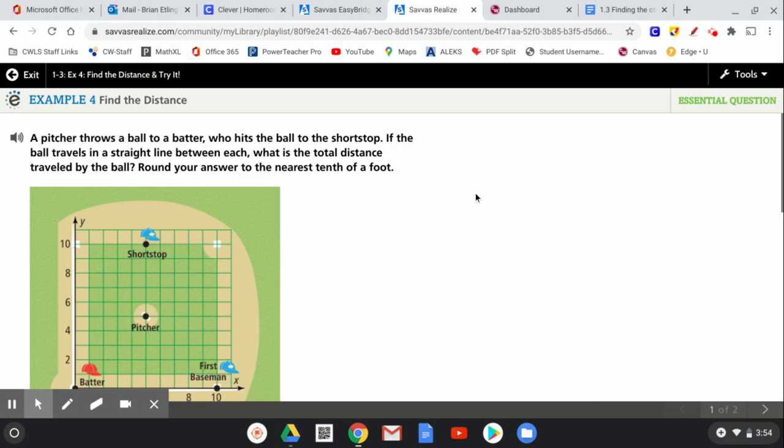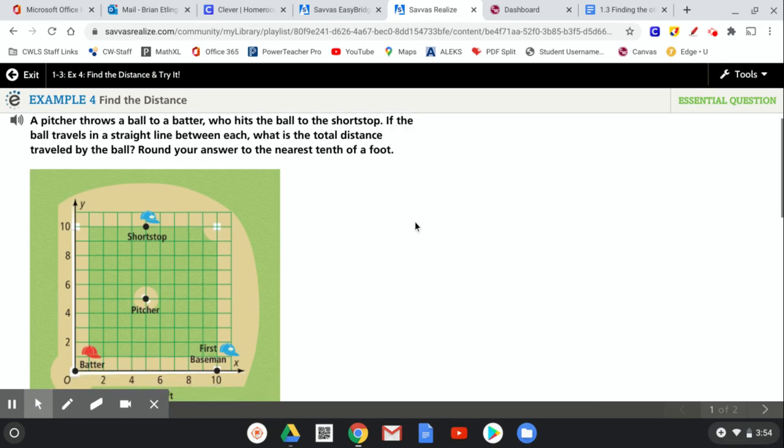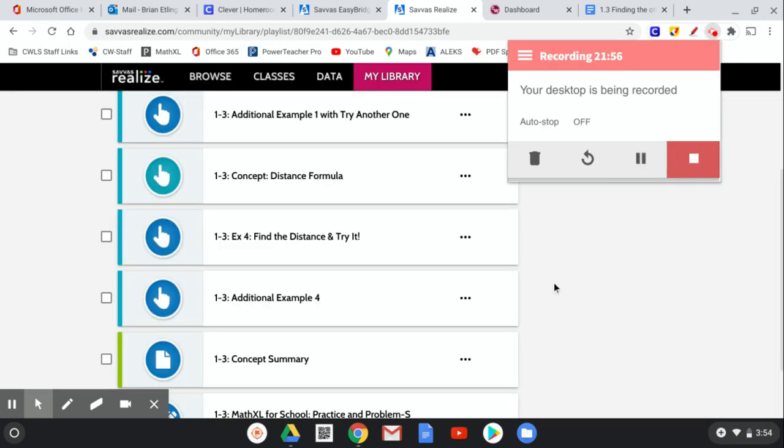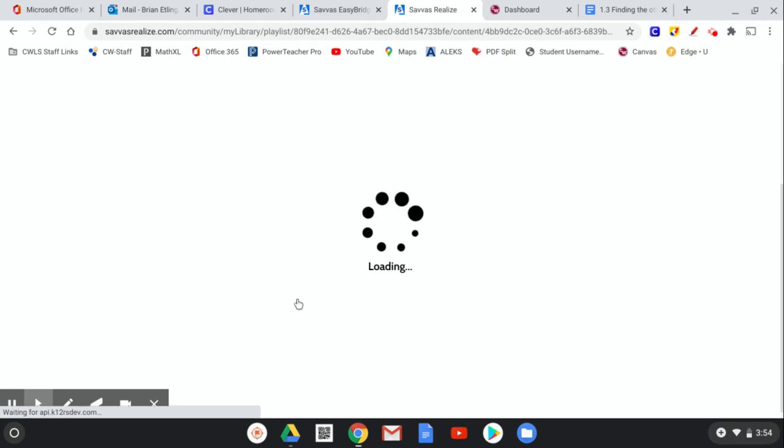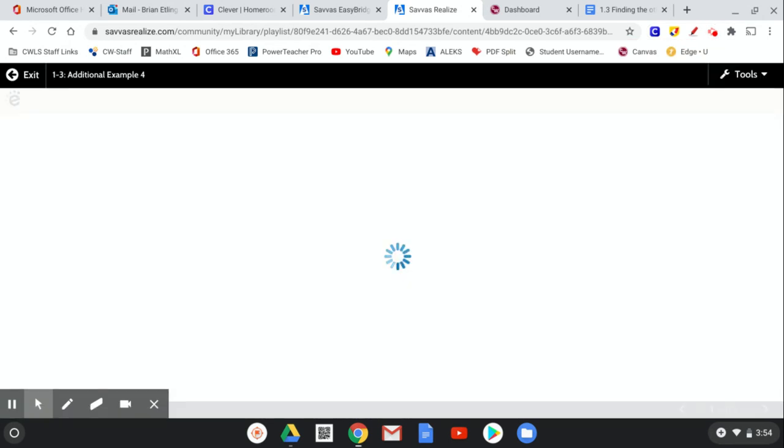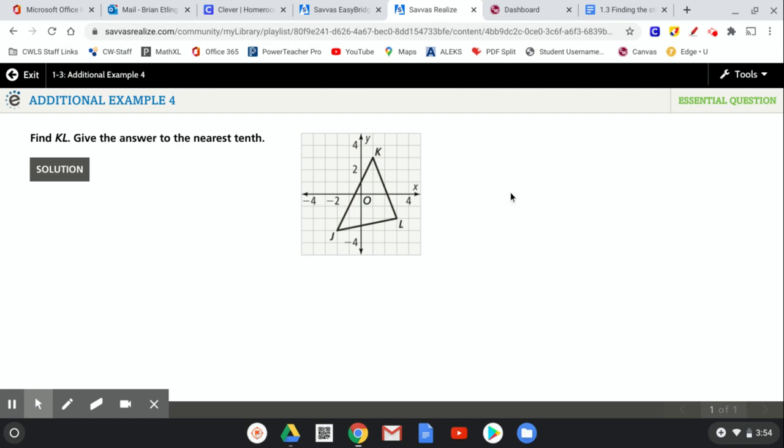For this one, they're giving you a word problem. So it looks a little bit tricky. Actually, I'm going to go a little bit out of order here and do the additional example. First, and you'll see in a second here, for this one they're asking us to find KL. They're asking us to find KL.